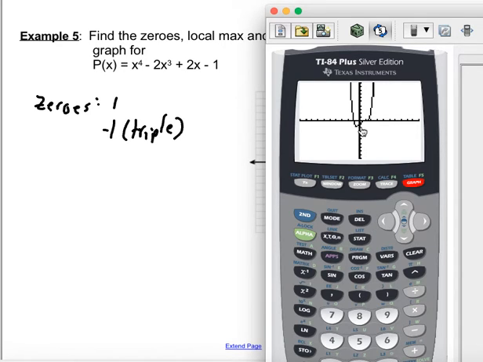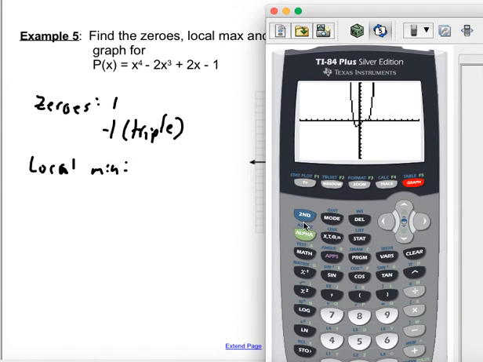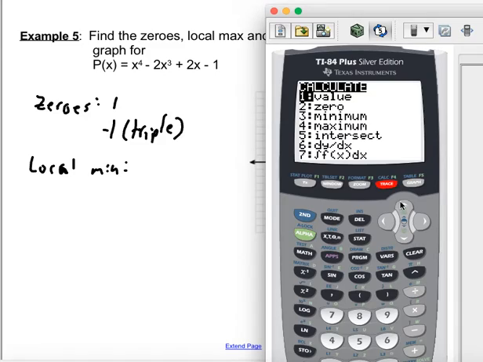You might want to see if you can figure out, well, no, it's okay. We also have to figure out where this turning point down here is, the bottom point there, our local min. So let's find that too. So remember how we can do this? We can go second calc. We can go down to min, which is number 3.